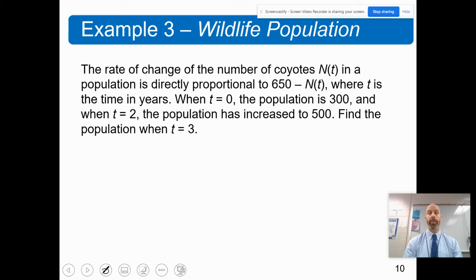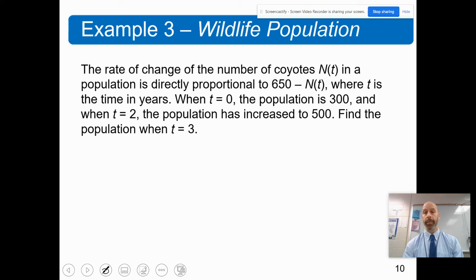All right, so final example here today, we're going to look at an application. This one's on wildlife population. It says the rate of change of the number of coyotes N of t in a population is directly proportional to 650 minus N of t, where t is the time in years. When t is equal to 0, the population is 300, and when t is equal to 2, the population has increased to 500. Find the population when t is equal to 3.